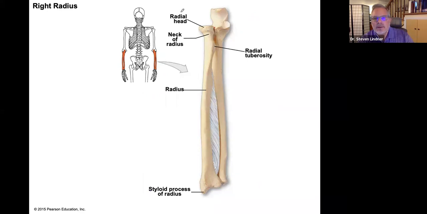So here's the radial head. Just below it is the radial neck. This little bump is the radial tuberosity, which is the attachment site for the biceps brachii. All the way at the distal end is the radial styloid. Right here is the radial styloid, and that is the ulnar styloid.